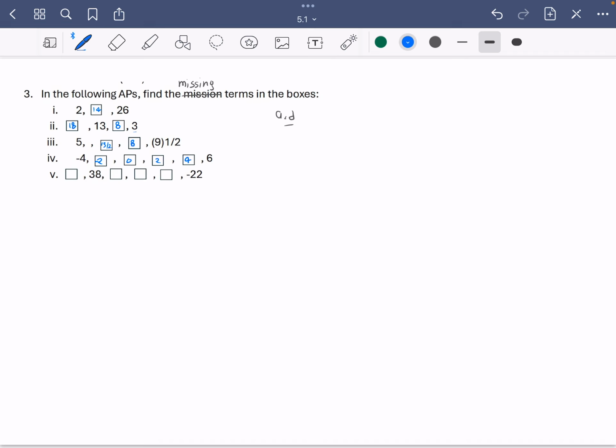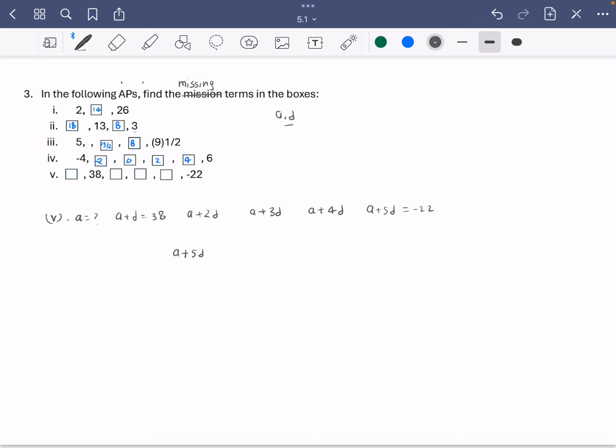And the last question, fifth one. A, we do not know, a plus d, 38, a plus 2d, we do not know, a plus 3d, we do not know, a plus 4d, we do not know, and a plus 5d, we know it is negative 22. We'll use elimination method.